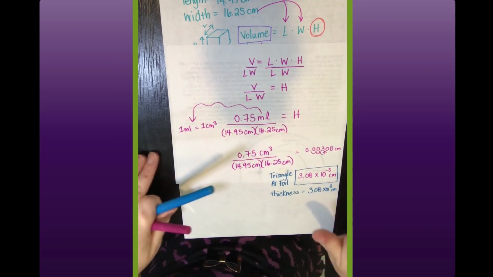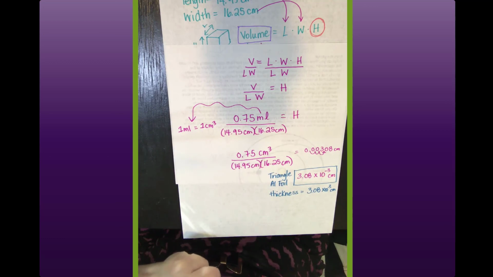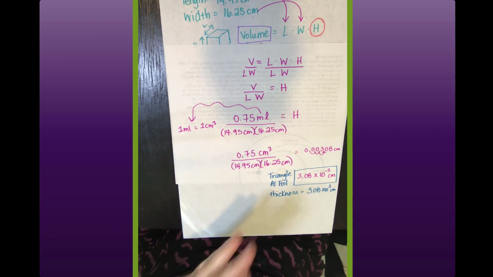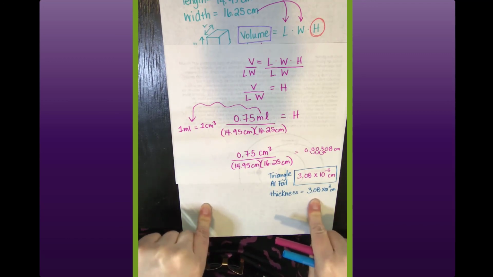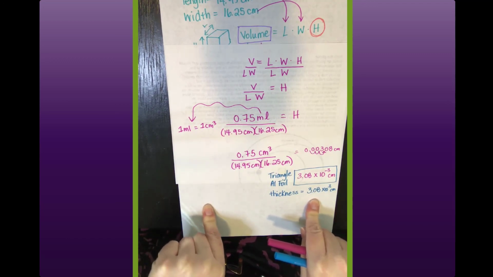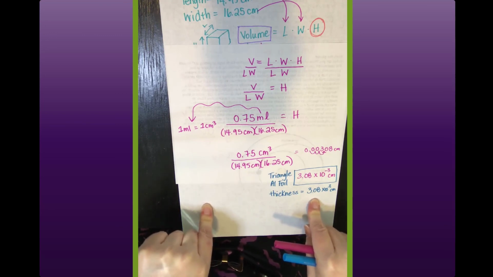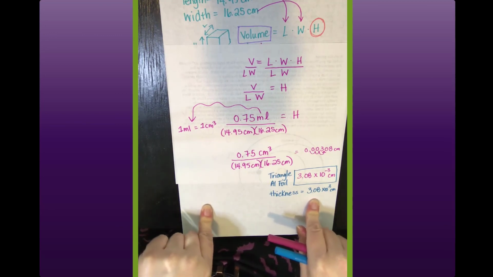Now, you will do the same calculation for the square piece of aluminum foil. Then you'll compare the thickness, and whichever one is the thickest is the heavy-duty aluminum foil.